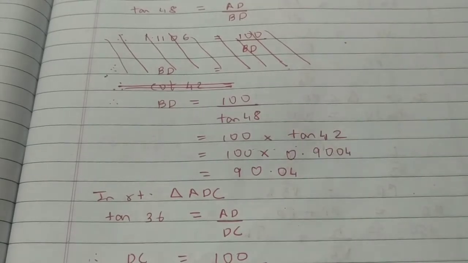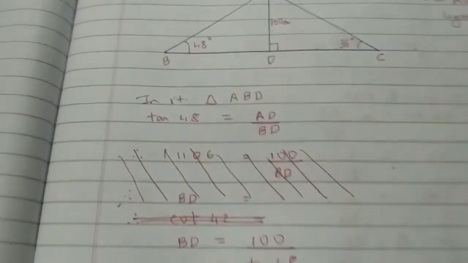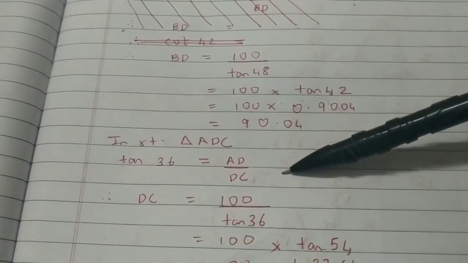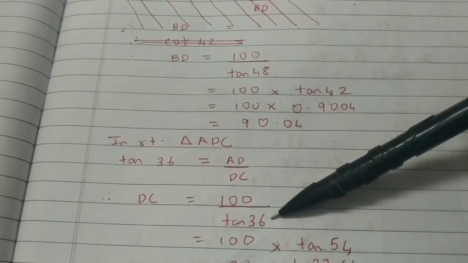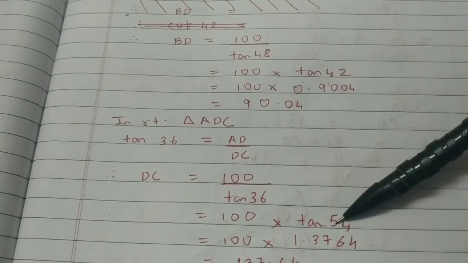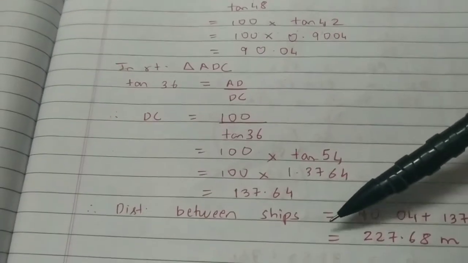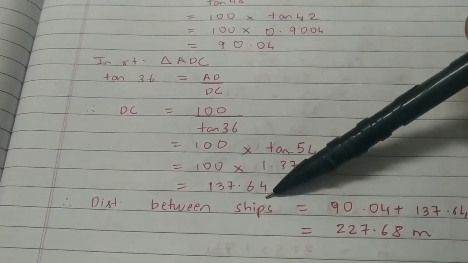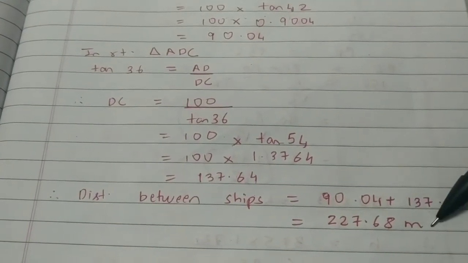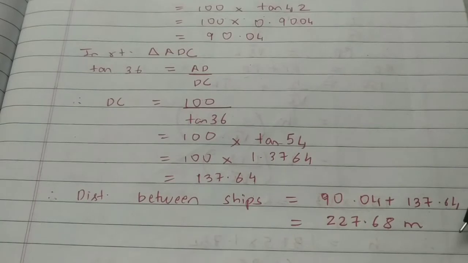Now in right triangle ADC, tan 36 is AD upon DC. Even here tan 36 is in the denominator. Let's make it tan 54, so that multiplication is easy. And then the distance between the ships, just add these two values and get the answer in meters. They've said up to 2 decimal places, so get the answer in 3 decimal places and then round off.